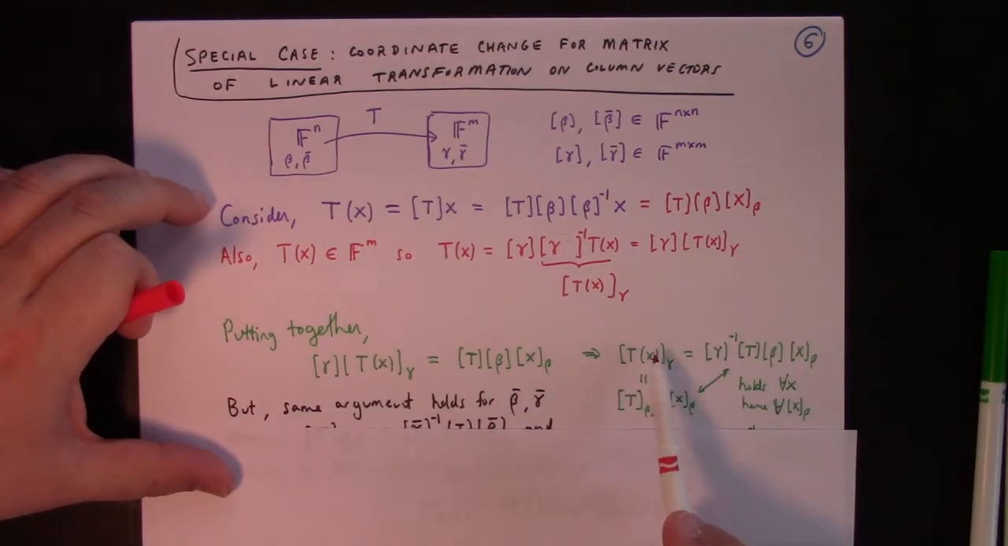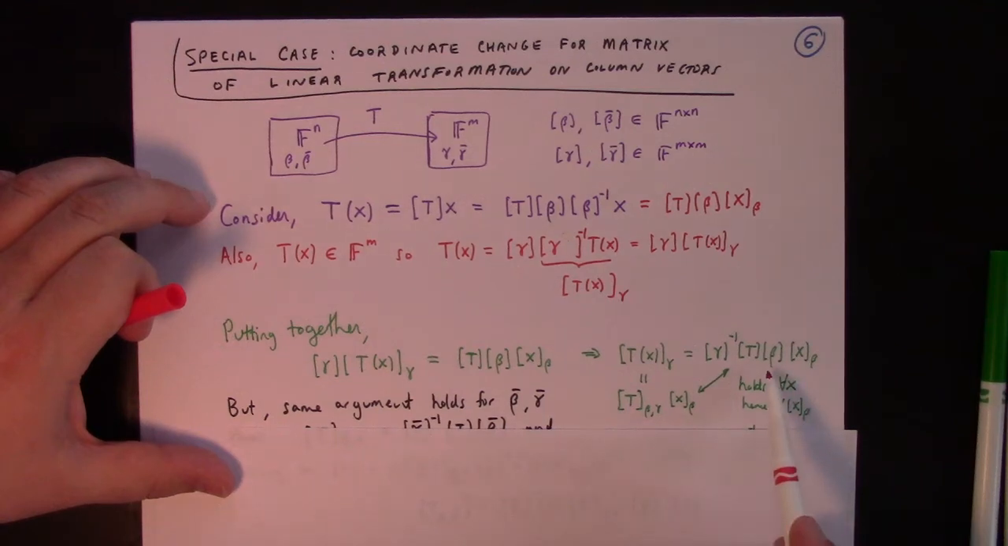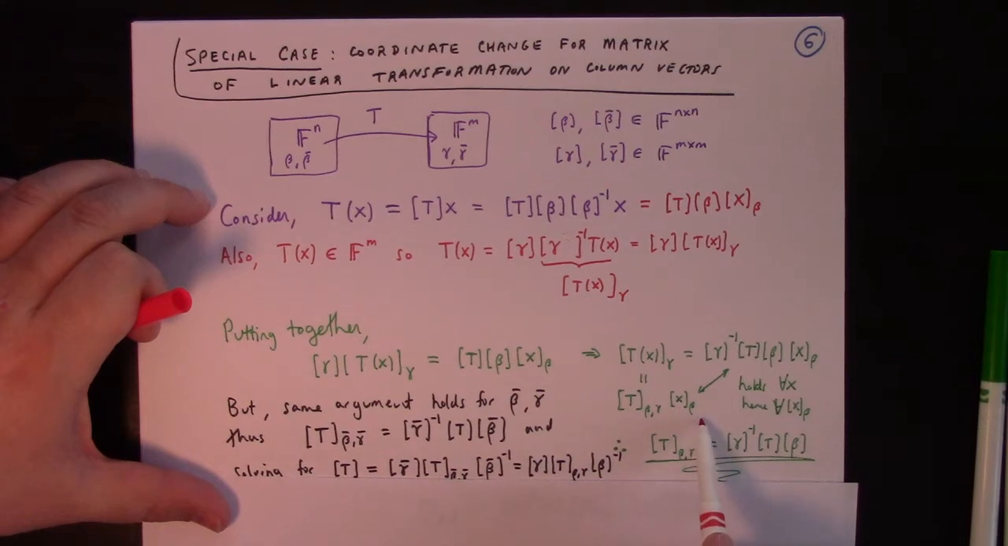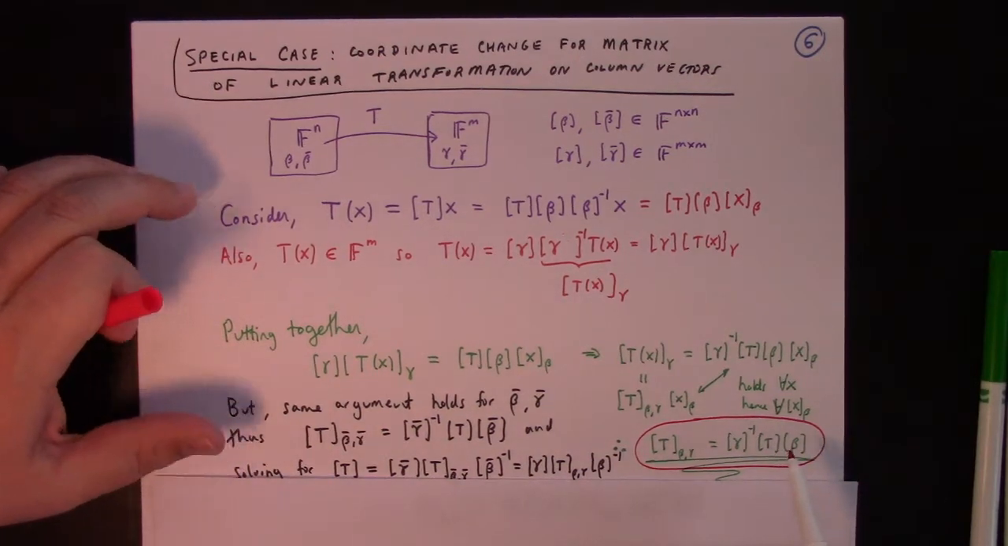But on the flip side, this by definition is the matrix of T beta gamma times the coordinate vector of x with respect to beta. This has to be equal. It holds for all x, so it holds for all coordinate vectors, which means we can peel off the x beta, and we discover the formula right here, which is nice and special to column vectors: if you want to change from the standard basis to a non-standard basis for a linear transformation, simply multiply by the inverse of the basis matrix in the codomain and the basis matrix in the domain on your standard matrix.